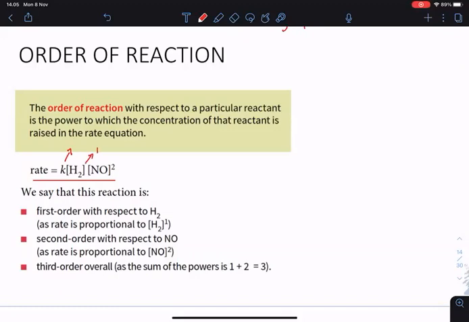What does it mean? It is going to be first order with respect to the concentration of H2. That's the meaning. You can see it's all written over there. And then for these two, it means second order with respect to NO.